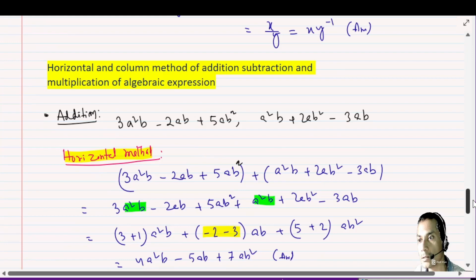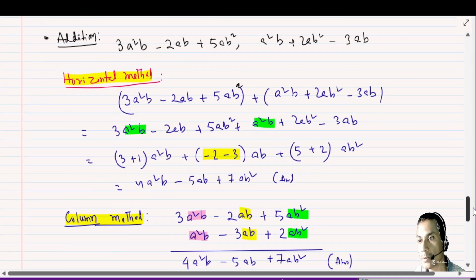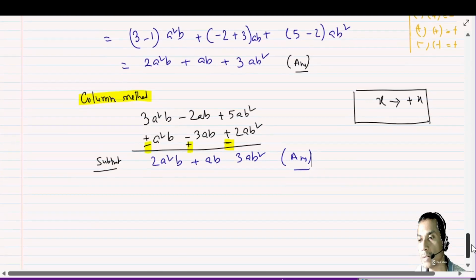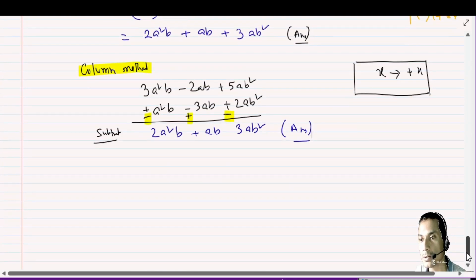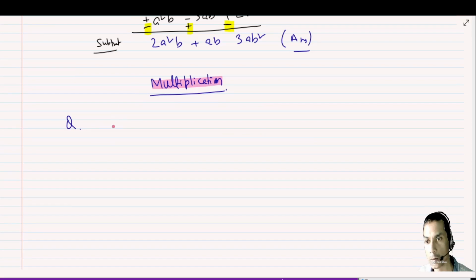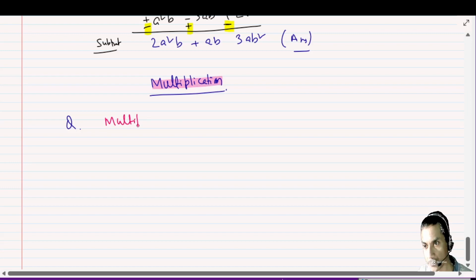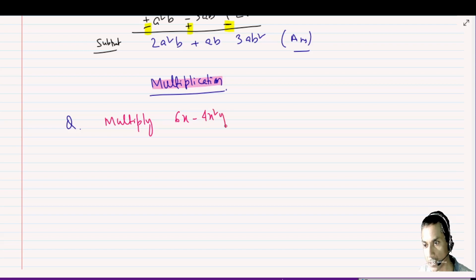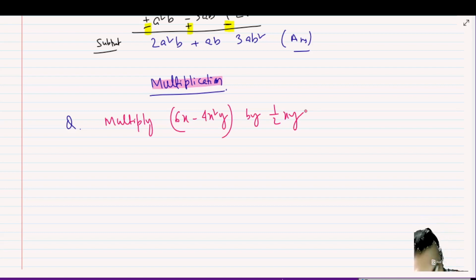Then we learn multiplication, the different ways of multiplication. So there are also two ways we can solve it. Let's take one example. Let's multiply 6x minus 4x square y by half xy. Clear? So first we apply the horizontal method.